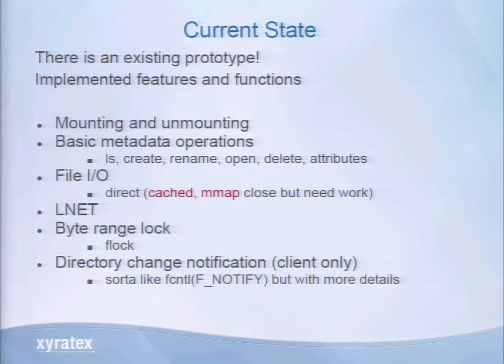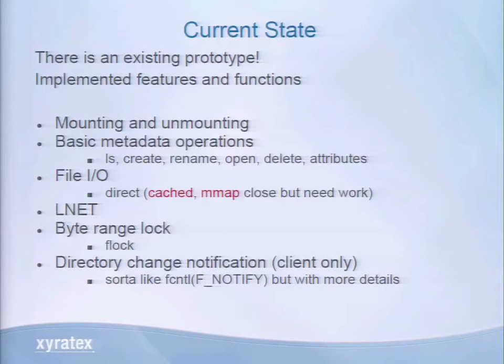Currently there is an existing prototype. Like I said, it's older, but it does work. You can actually mount and unmount the Lustre file system. You have basic metadata operations, so you can ls, you can open, you can delete, you can get attributes. This is fantastic. File I/O is direct I/O only. There's cached and mmap prototyping in there, but they don't work completely. I'll talk in a minute about what needs to be done to get those working.